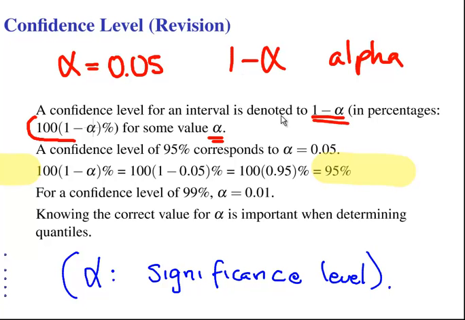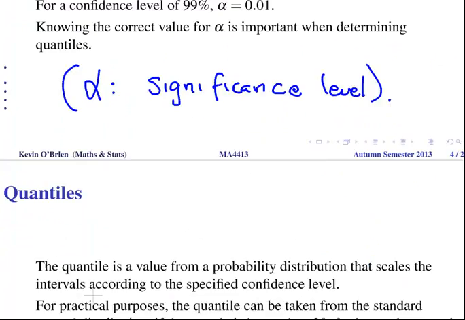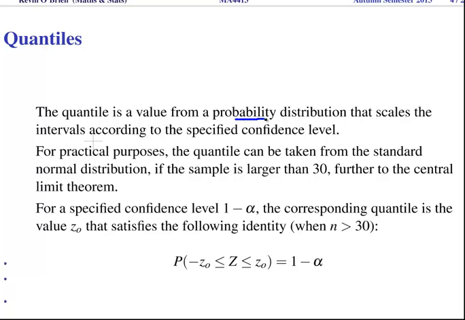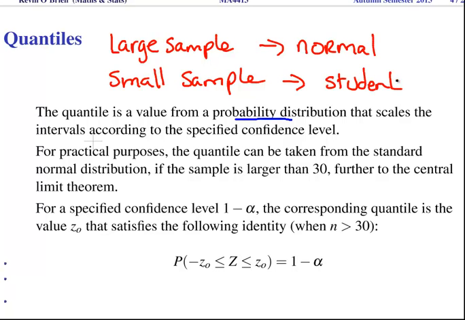Now, let's move on. Quantiles. The quantile is a value from the probability distribution. For large samples, usually what you would use is the normal distribution. And for small samples, you would use a distribution called student t. Now they're very similar. And it scales the interval according to some specified confidence level.